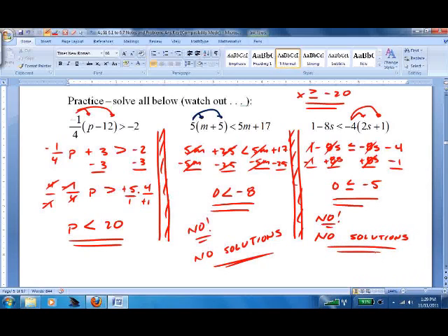And that is it. Make sure you're careful. If the variable cancels out, think about it for a minute. Sometimes it'll cancel, sometimes it won't.